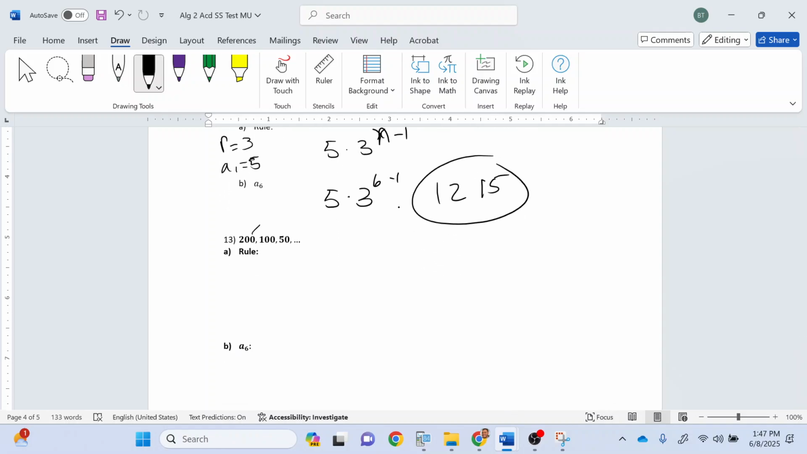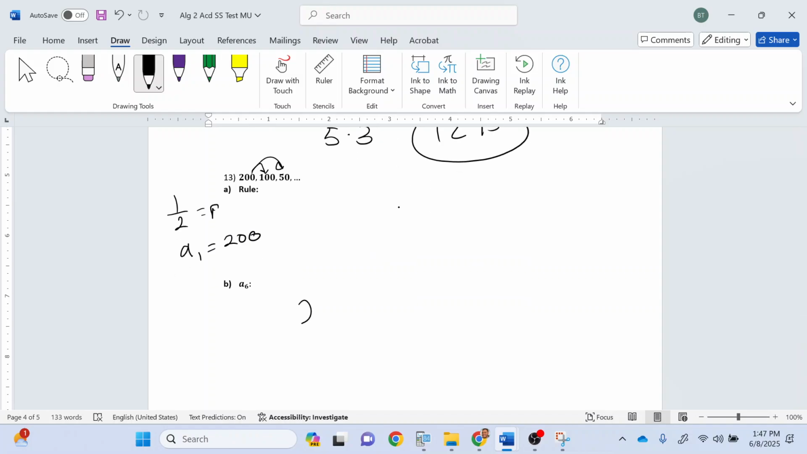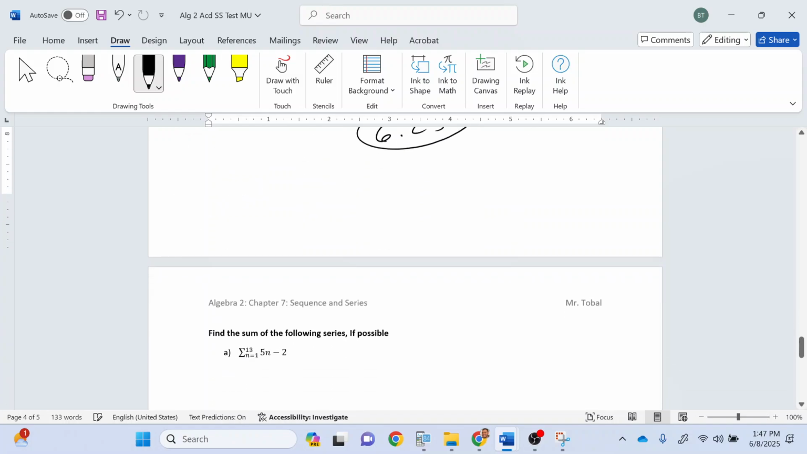In this case, what's happening? Looks like I'm dividing by 2, but how do I divide by 2? Well, I do 1 over 2. So 1 over 2 is my R, my ratio, and my A1 is 200. So A1's 200, R is a half, so oh wait, it's A6, so it's going to be 200 times 1 half to the power of 6 minus 1, or power of 5. So 0.5 times 0.5 times 0.5 times 0.5 times 0.5 times 200. Luckily, that's not too bad. That's like 6.25. All right, next one.